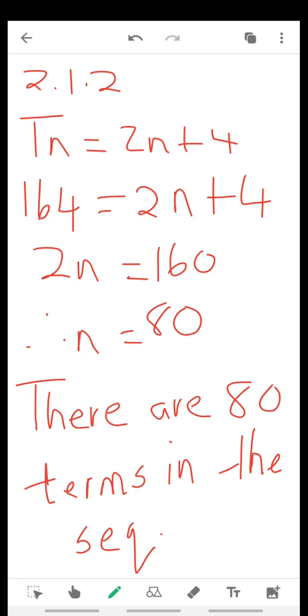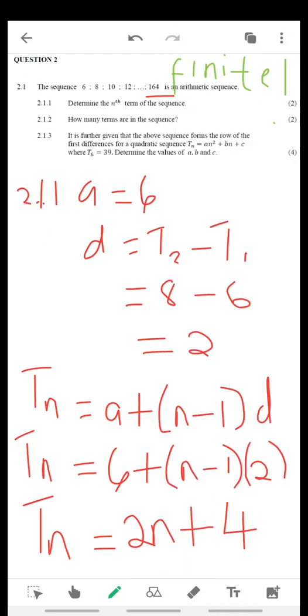Finding n, then there are 80 terms in the sequence. Okay, well done. Now the next question was, it is further given that the above sequence, 6, 8, 10, 12, etc., forms the row of the first differences.